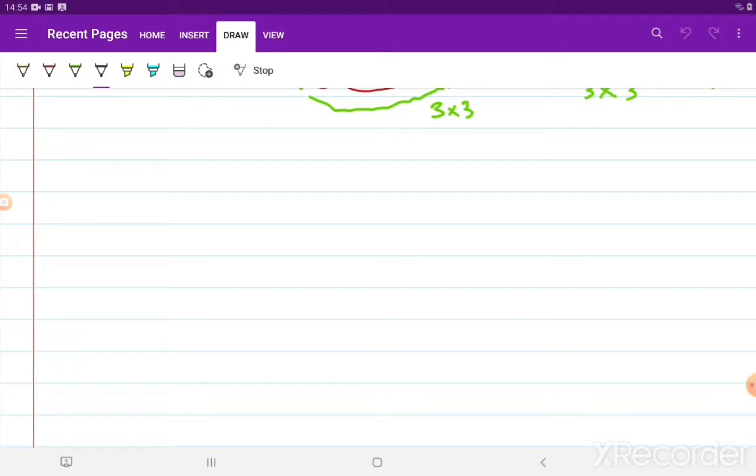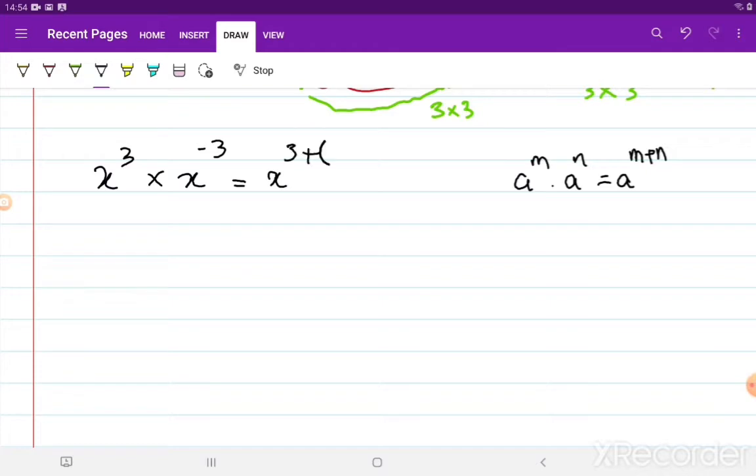Okay, the two questions. One set of people had this question: x to the power 3 into x to the power minus 3. So you're using the rule: if you have a to the power m into a to the power n, you can add the powers, m plus n. So if I use this rule, what I'll get is x to the power 3 plus minus 3, which is x to the power 0, and any number raised to the power 0 is 1. So 1 is the correct answer.